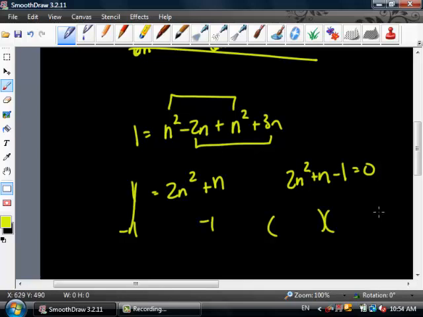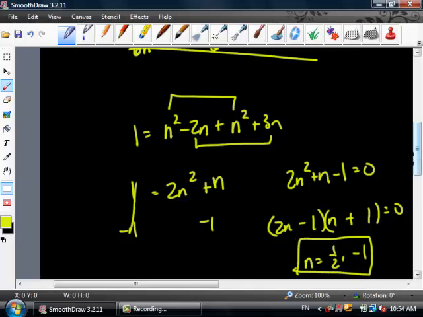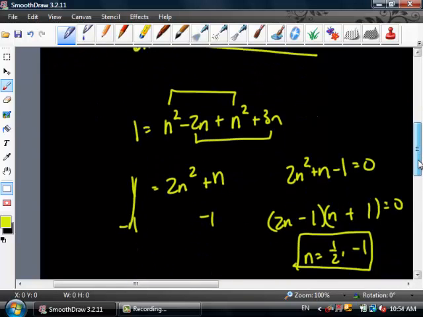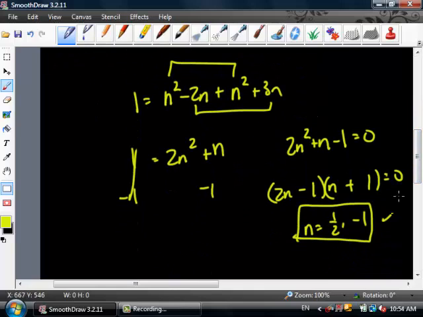I feel that it can be factored. I'm not sure. I will say 2n and n. I'm going to say a 1 and a 1. They have to add to 1, so I'm going to say plus 1 minus 1. So n equals 1/2, n equals negative 1. Let me just check our domain, though, and make sure that we're all okay. We are okay. So n equals 1/2 and negative 1, we're good.